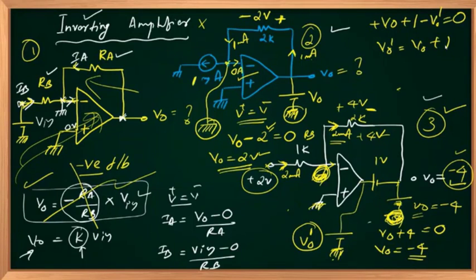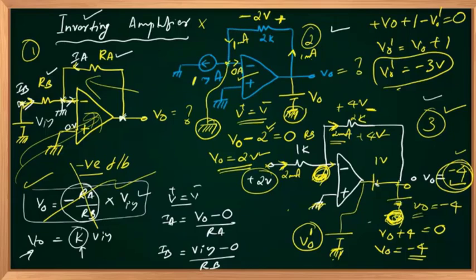V out is minus 4. Minus 4 plus 1 is minus 3. So V out dash is equal to minus 3. So the actual output generated by the op-amp is nothing but minus 3 to produce output of our circuit equal to minus 4. Is that clear? Yes or no? Irrespective of the presence of 1 volt source, actual output of your circuit will be minus 4 itself.